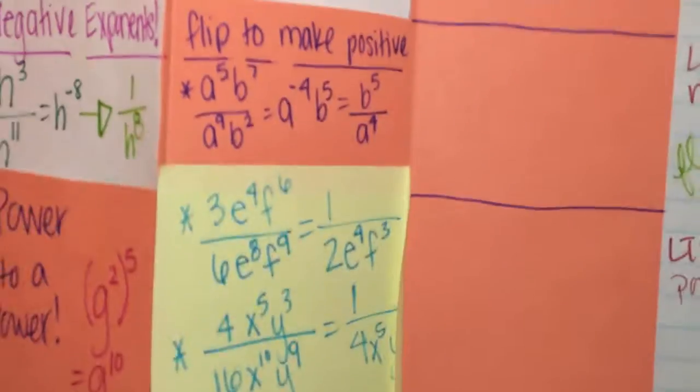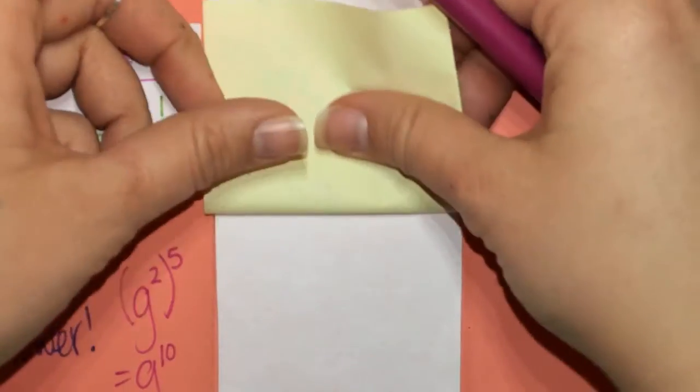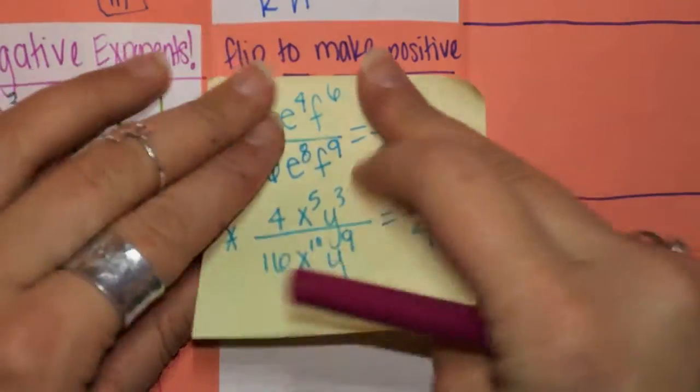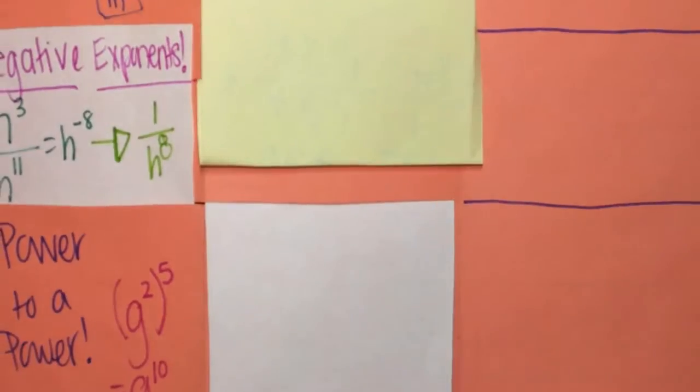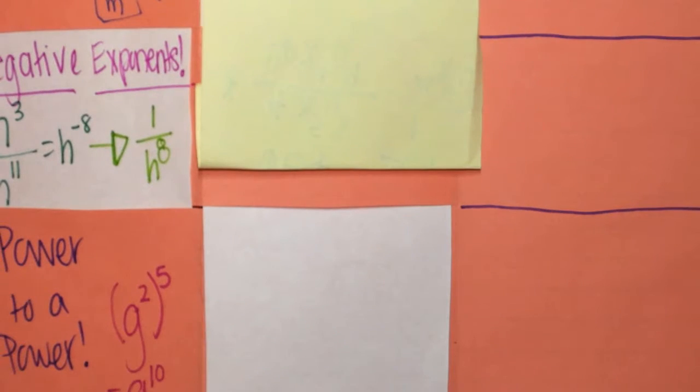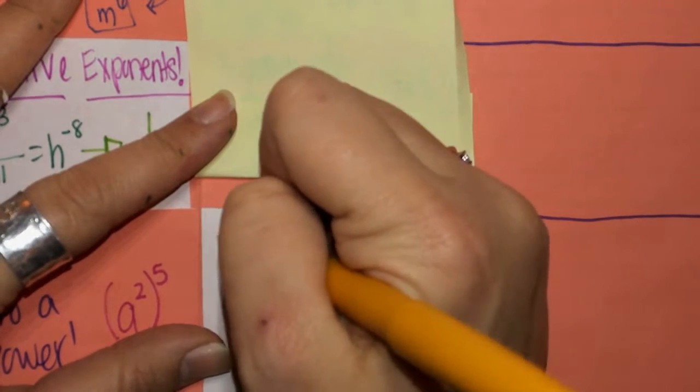Awesome. So let's open. And I'm going to fold my sticky note up. And what did we just say that we do? We multiply. Multiply the exponents. Awesome.